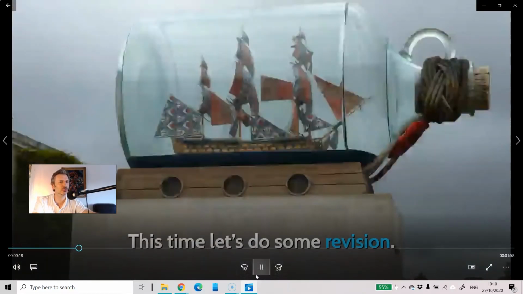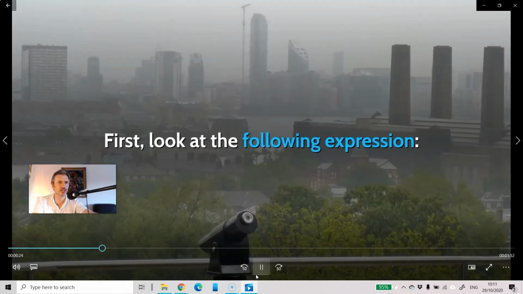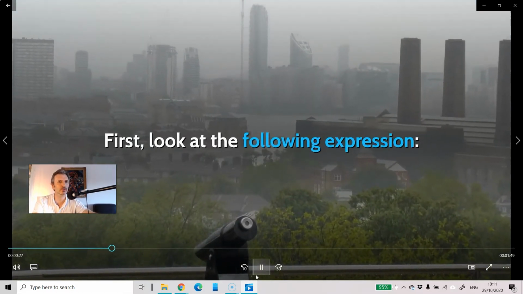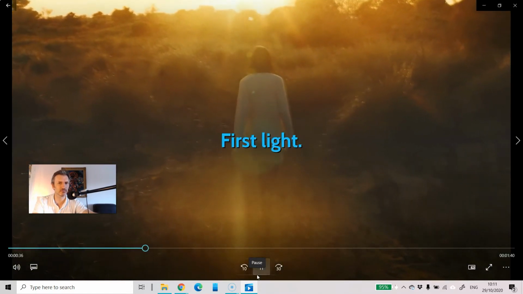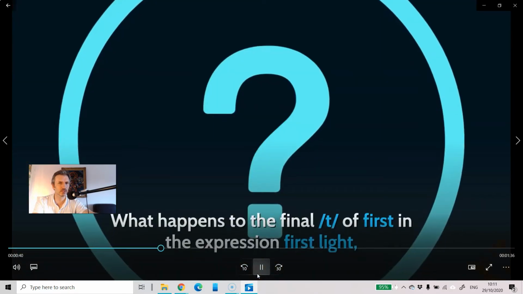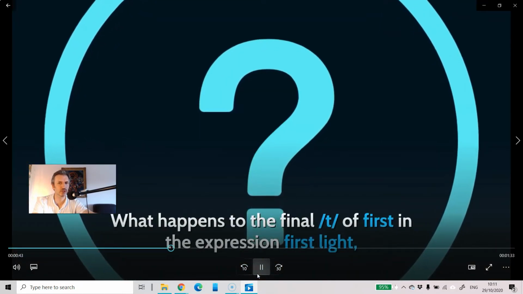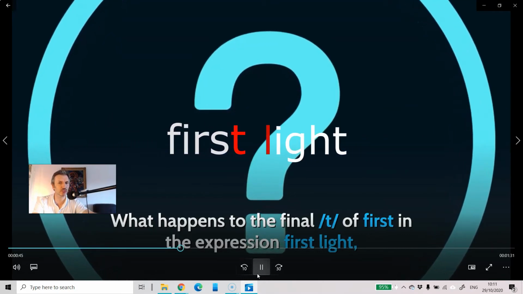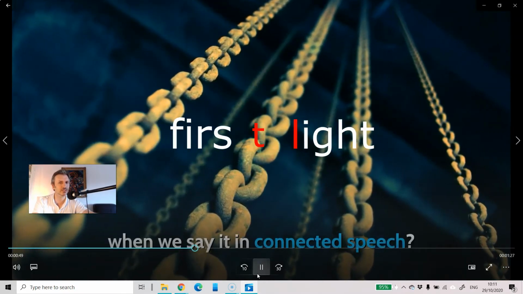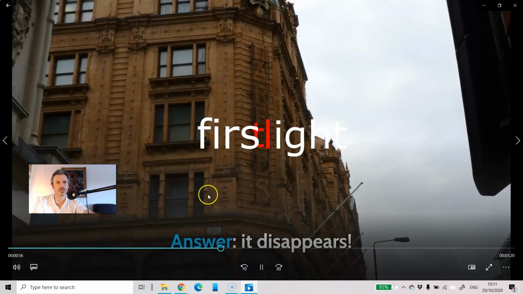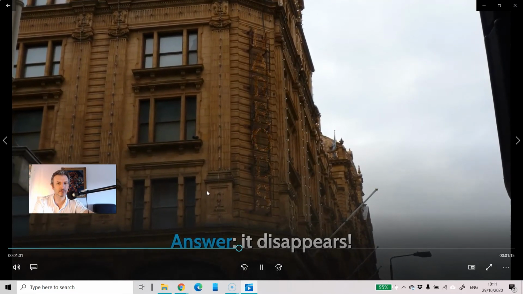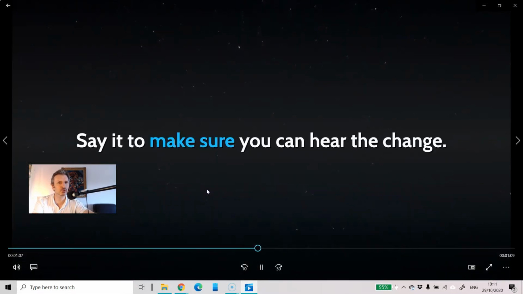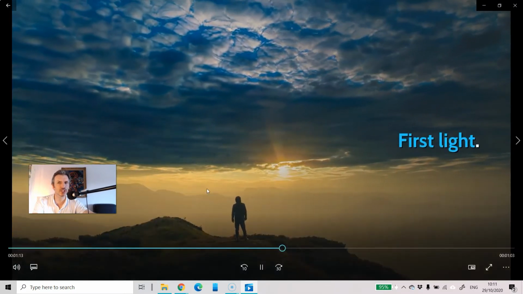This time, let's do some revision. First, look at the following expression. First light. What happens to the final t of first in the expression first light when we say it in connected speech? The answer is it disappears. Say it to make sure you can hear the change. First light.